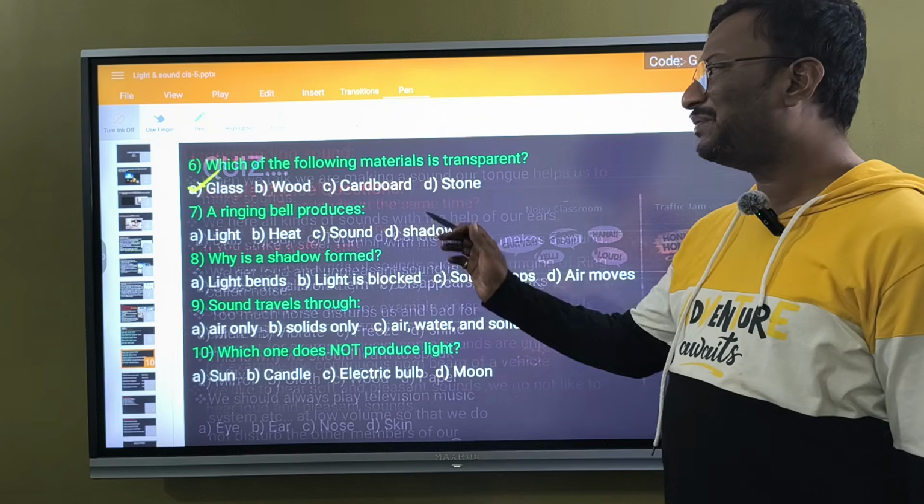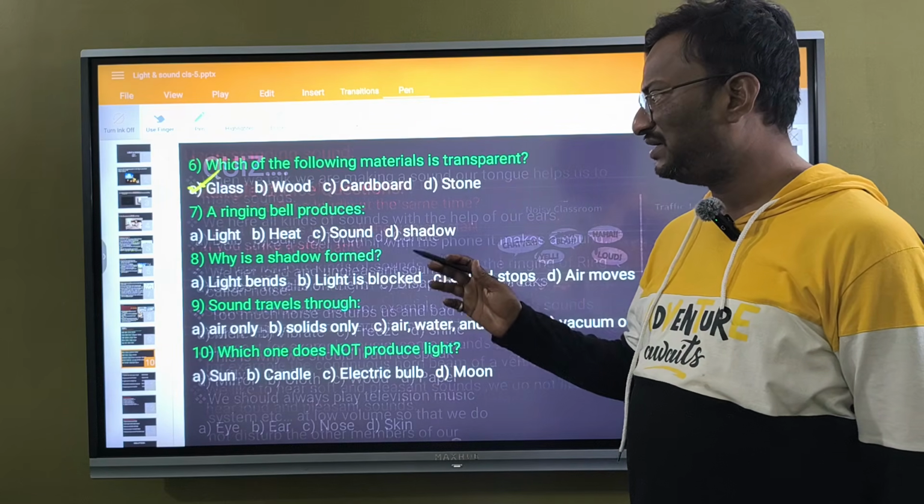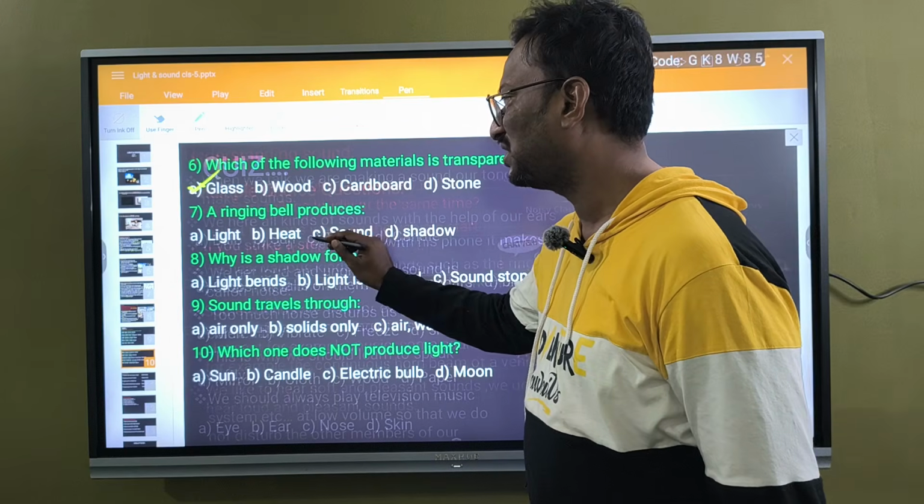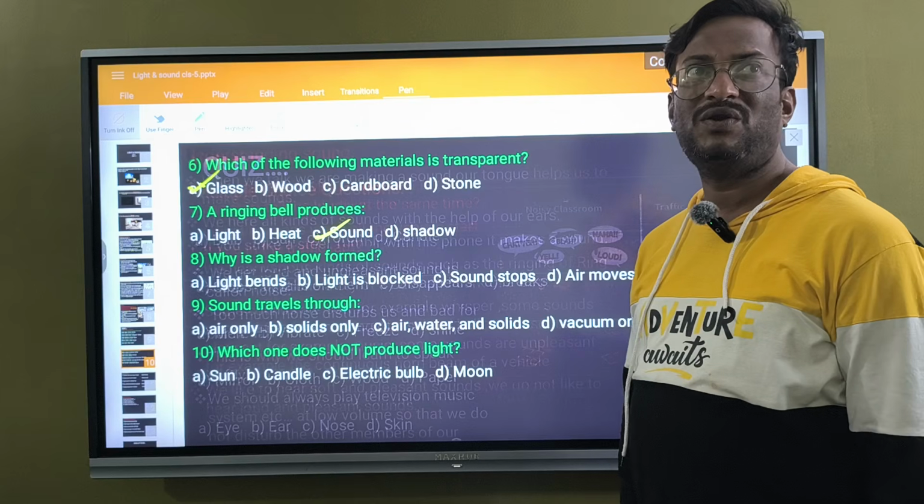Alright. A ringing bell produces dash. The bell is ringing. Will it produce light, heat, shadow? No, it is sound. Why is shadow formed? Why is the shadow going to be formed?